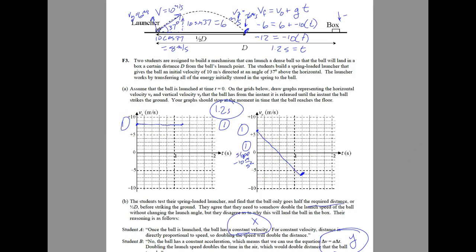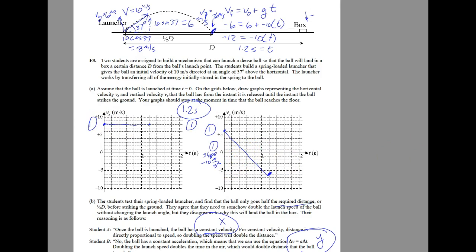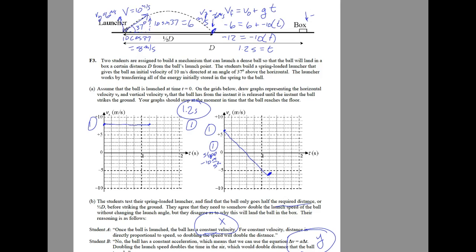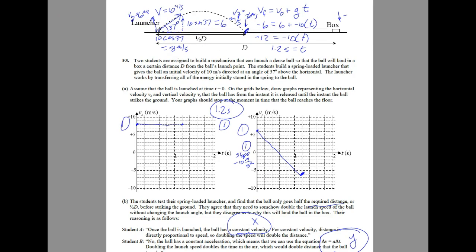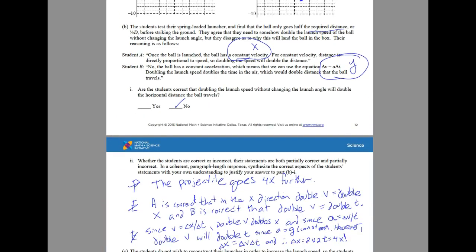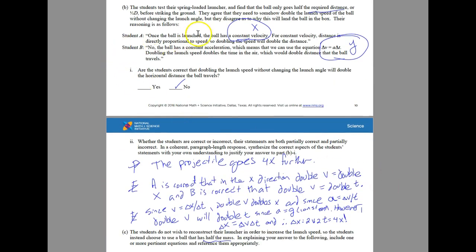For the next part, in letter B, they test their spring-loaded launcher, and when they test that spring-loaded launcher, they find out that it does not go D. Instead, it only goes half of D. And because it only goes half of D, they try to come up with some explanation. So they test it and they find out it only goes half. They agree that they somehow need to double the launch speed of the ball without changing the angle, but they don't really know how to do that.